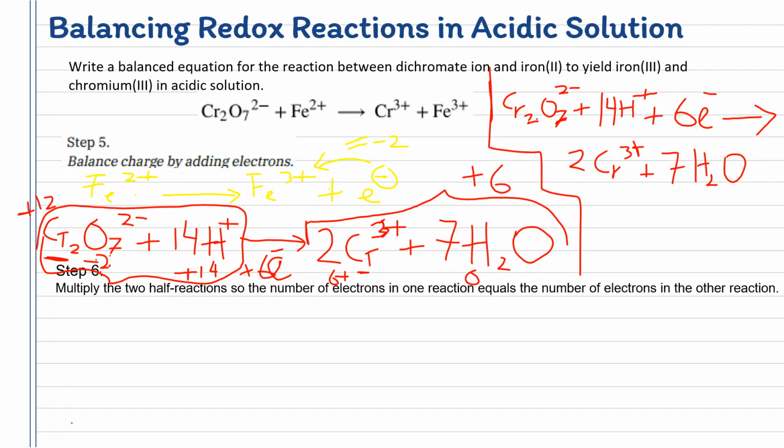So that's what we have here. We're going to have Cr2O7 raised to the power minus 2 plus 14H plus 6 electrons, all giving us 2Cr3 plus plus 7H2O. Okay, so we just fulfilled step 5. Good.